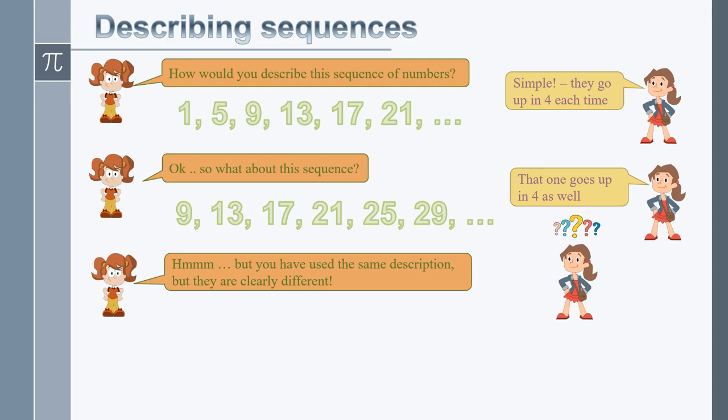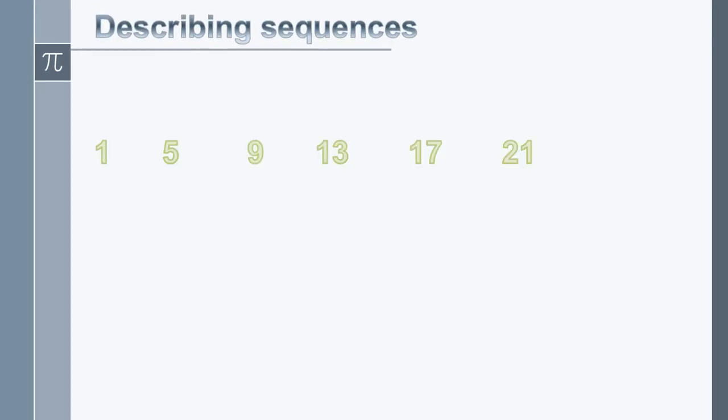Now, you might want to say for the first one, it starts at 1 and then goes up in 4, and this one starts at 9 and goes up in 4. But we can do slightly better, and as you probably guessed, we're going to do this algebraically. So let's have a look at how we can describe this sequence of numbers using algebra, and particularly using letters.